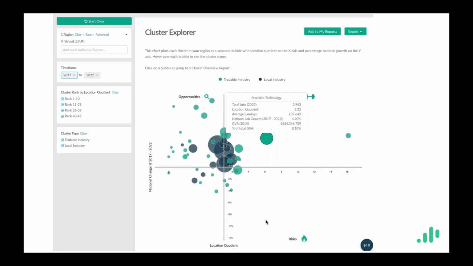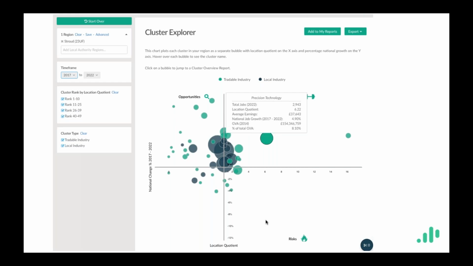The key thing to recognise here is each of these bubbles is sized in relation to jobs, but they recognise a cluster. A cluster basically shows the economic connections between different industries and how we can bring them together to get a simpler view of your local economy. On the x-axis, you've got the location quotient, which basically shows the concentration and the comparative advantage you might have. So anything over to the right is significant for Stroud.